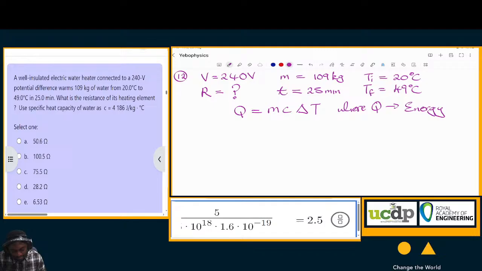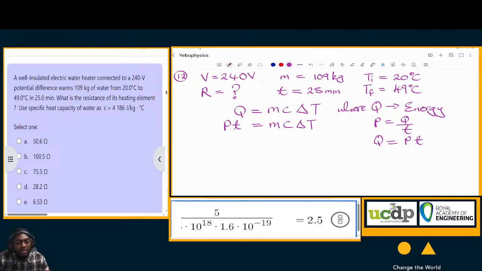But we can convert this to power since we're given time. You know that power is the rate at which work is done, so power is equal to Q over t. Since we don't have energy, our Q is equal to power times time. So there we can have power times time equals mcΔT. But we don't have power as well.